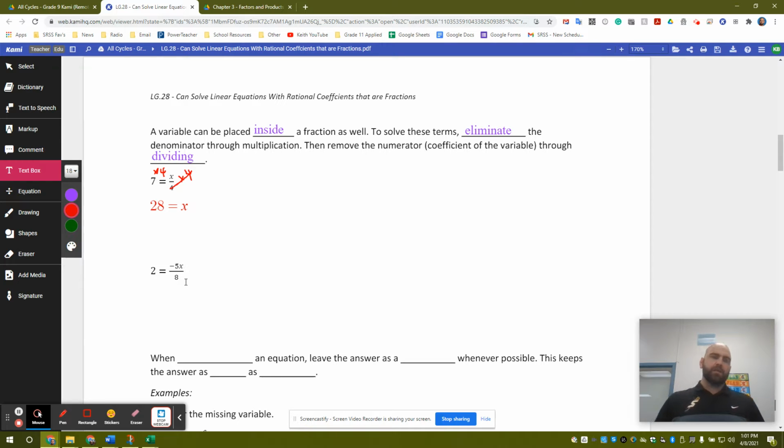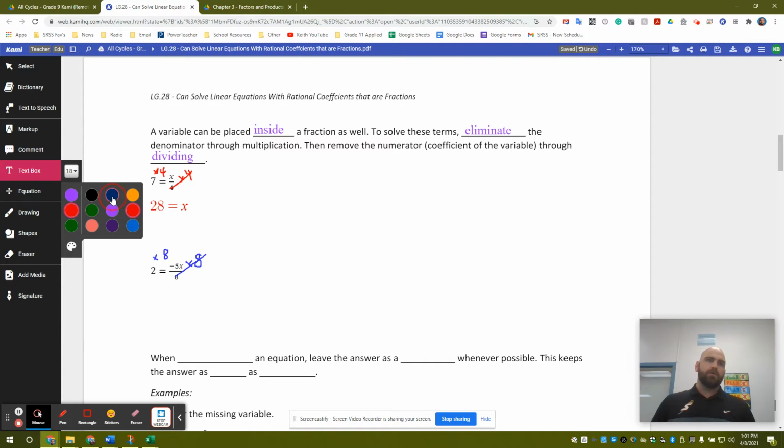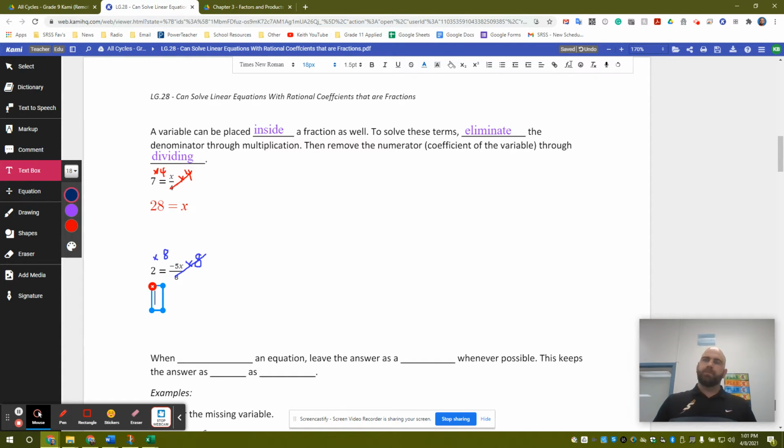The second one is, again, a little bit more difficult. You'll notice here that our numerator is negative 5x and our denominator is 8. Well, to get rid of the denominator, we, again, have to multiply by our denominator. So we're going to multiply by 8, which is going to eliminate those, because they're the same. If they're different, it makes it a little bit more difficult. All right, so when we do that, now we have 2 times 8, which is 16. And because we got rid of the denominator, now we're left with negative 5x on the other side.